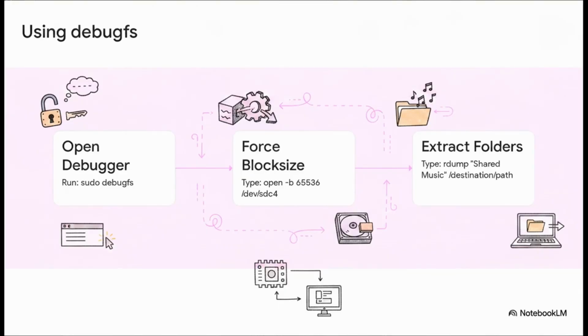Doing this is surprisingly straightforward. First, you just open debugfs with root privileges. Then you manually force the debugger to expect the large block size by typing open -b 65536, followed by your partition, like sdc4. Once you're inside, you can navigate your folders just like normal and use the rdump command to securely extract entire directories, like, say, your shared music folder, straight to your laptop's desktop backup folder.